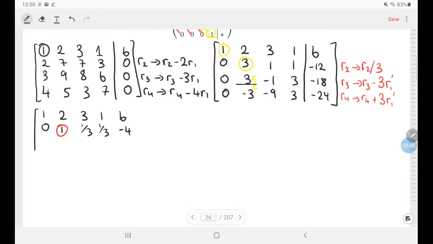So I could just do it here, but I'm going to use this one. So 0 minus 3 times 0 is 0. 3 minus 3 times 1 is 0. Minus 1 minus 3 times a third is minus 1 minus 1, which is minus 2. And 3 minus 3 times a third is 3 minus 1, which is 2. And finally, minus 18. Now this is where you want to be careful with your signs.